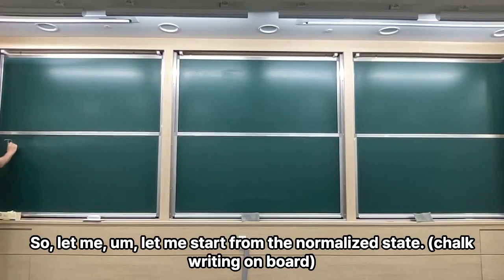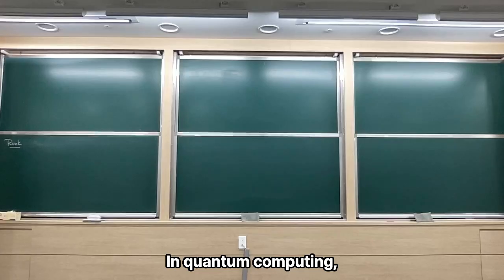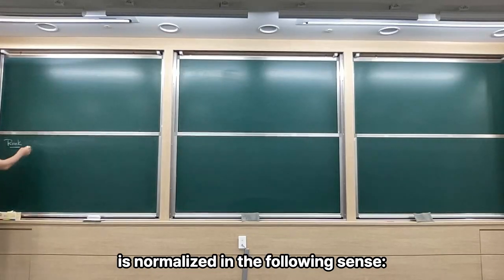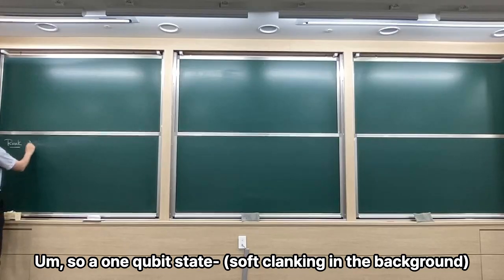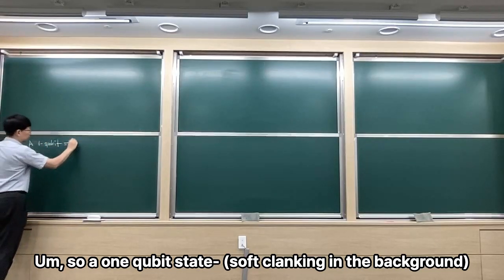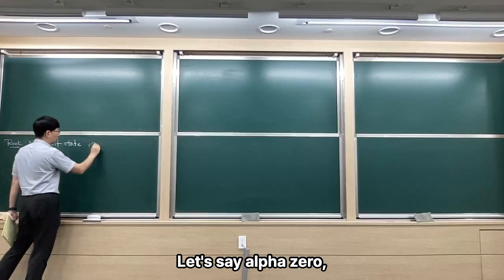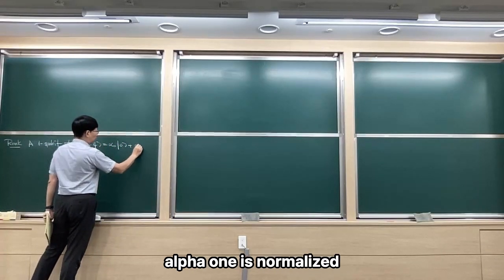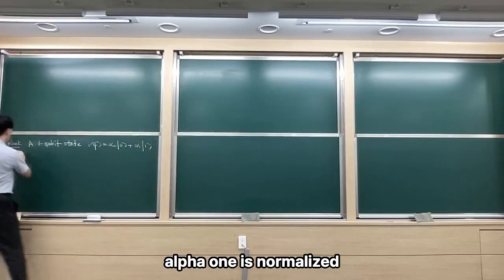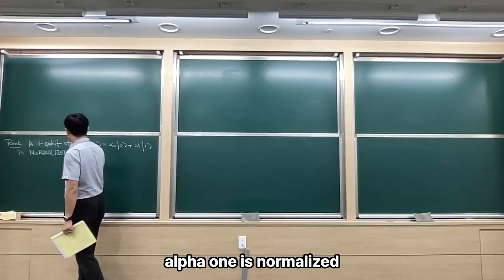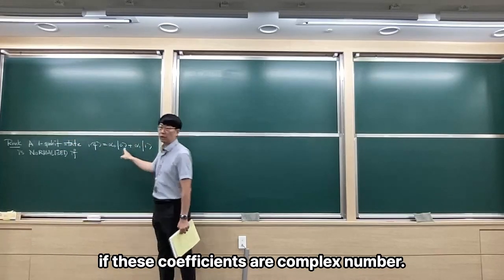So in quantum computing, we assume that every quantum state is normalized in the following sense. So a 1-qubit state, let's say alpha 0, alpha 1, is normalized if so these coefficients are complex number.